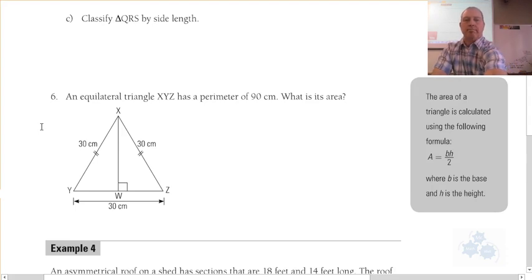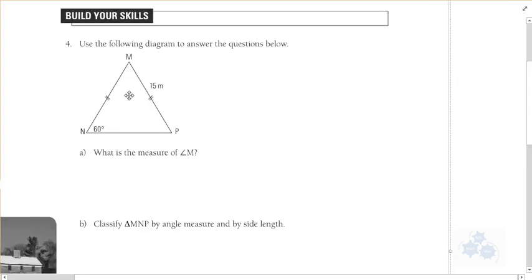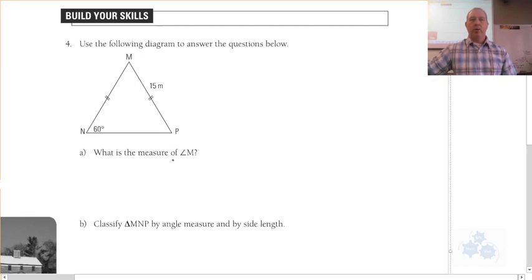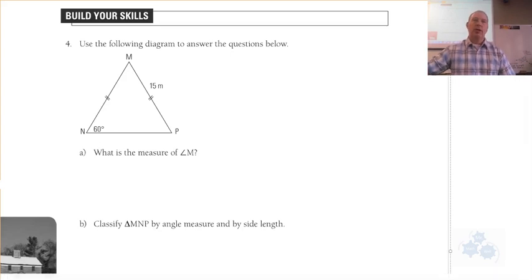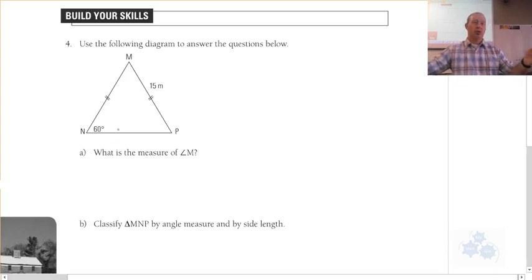Okay, so here's a triangle. What is the measure of angle M? We have to put our thinking caps on here. First of all, we have to understand what kind of triangle this is. Looking at the chart or the information that we just learned about, what kind of triangle is it? Isosceles. Yes, it is. Why is it isosceles?